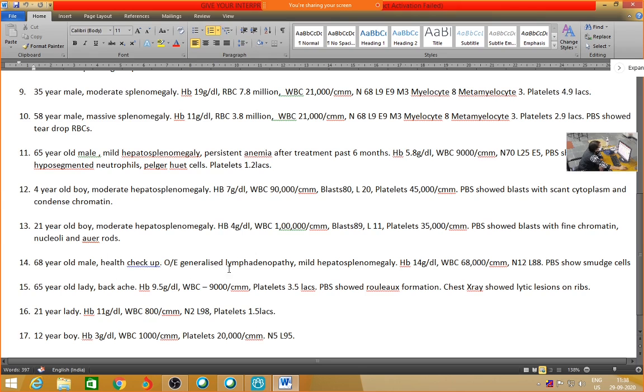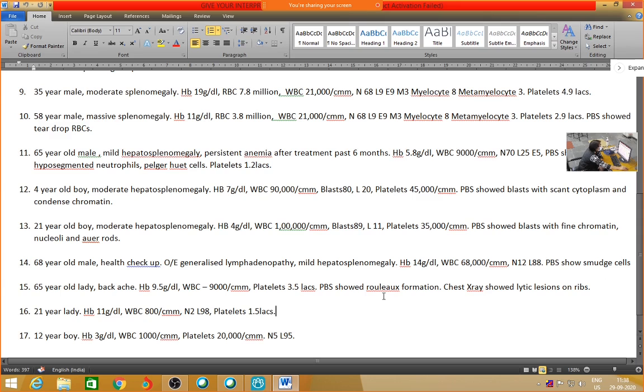But on examination, there is generalized lymphadenopathy and mild hepatosplenomegaly, which the person didn't even know. Note the age, 68-year-old, so it means it's an old man. Hemoglobin is okay, WBC is raised, and look at this, lymphocytes are 88%, and the peripheral blood smear shows smudge cells.